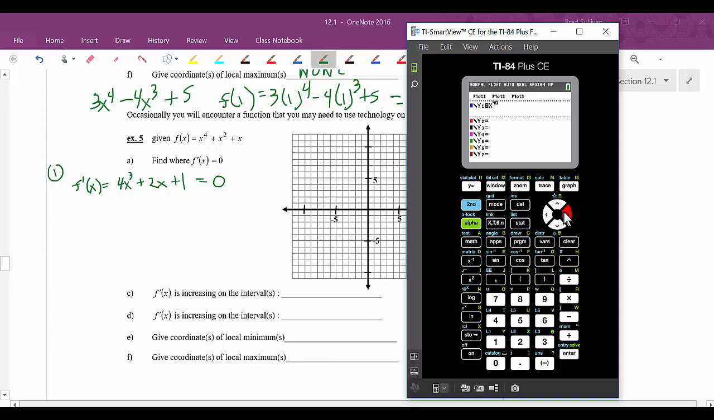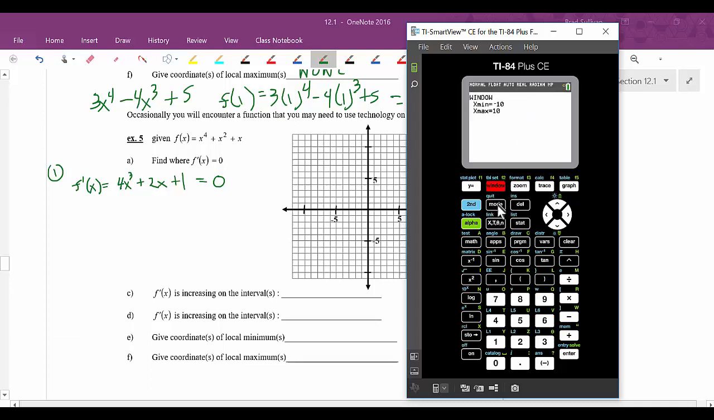Come on, get in there. There we go. X to the fourth plus x to the second plus x. Okay, and we'll probably just load this up on a standard window. I'll go zoom 6. Just kind of see what we got going on here. That's probably good enough. We probably could zoom in on this.